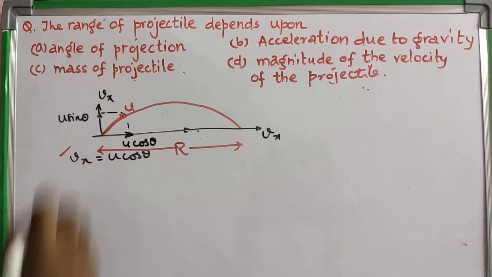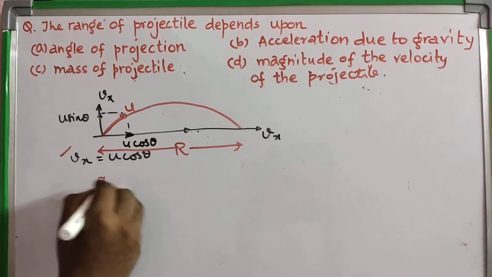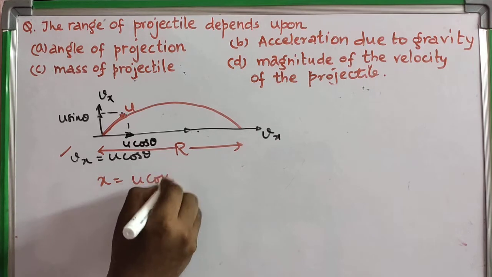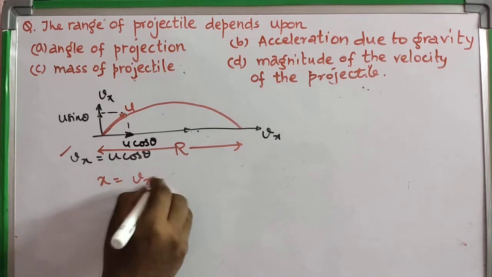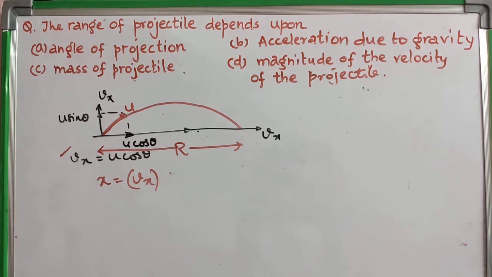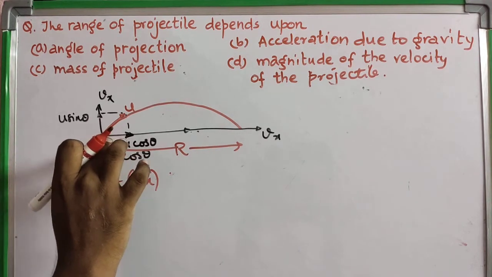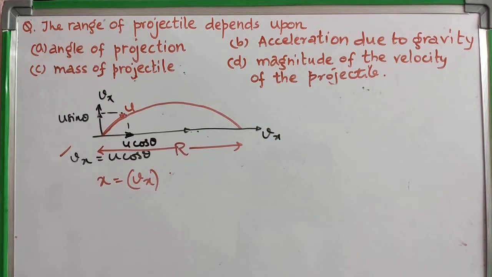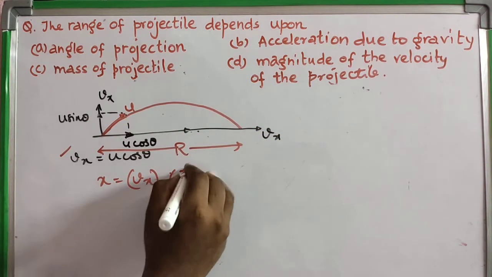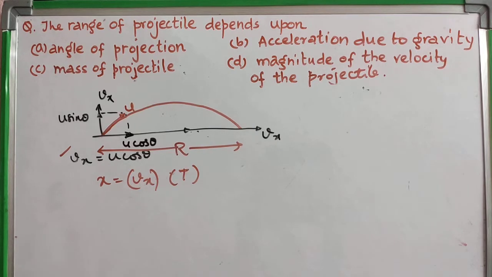If the velocity is constant, how to write the displacement? It is horizontal velocity Vx, u cos theta, into time taken. What is the time taken? From the starting point to the point when it again reaches the ground, that time is nothing but the time of flight. Clear? The velocity into time of flight.